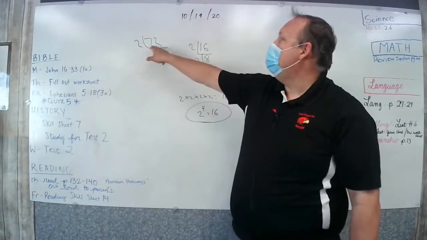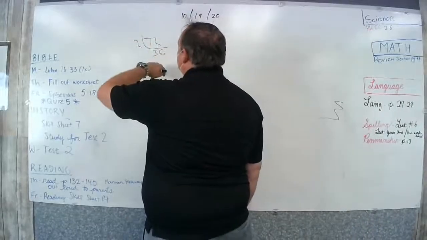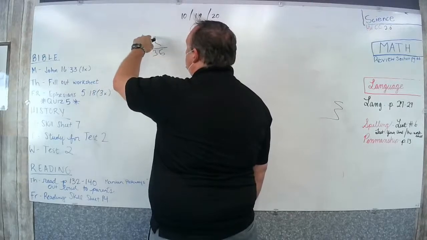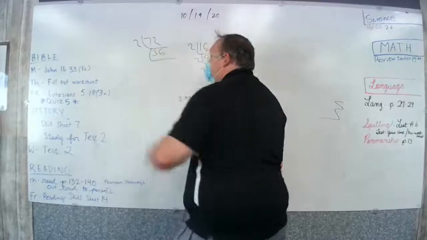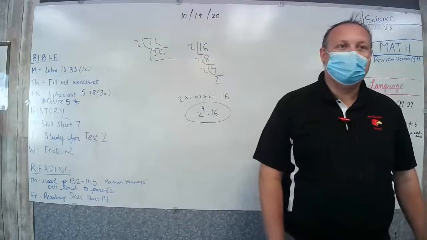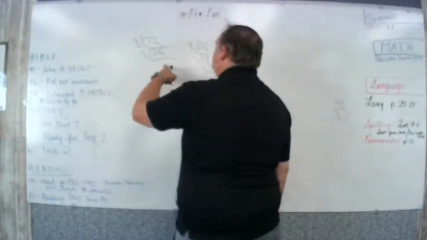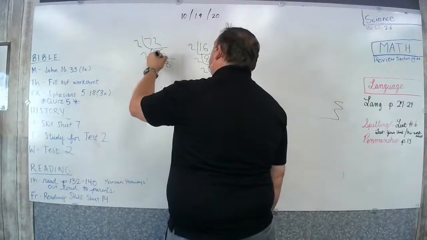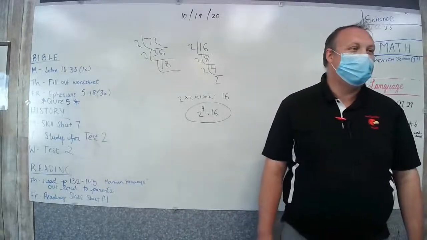2 goes into 7 3 times. So we get a 3. We get 7 minus 6 is 1, gives 12. So 36, okay? So, prime number that goes into 36. 2. What do we get? 18. Good job.